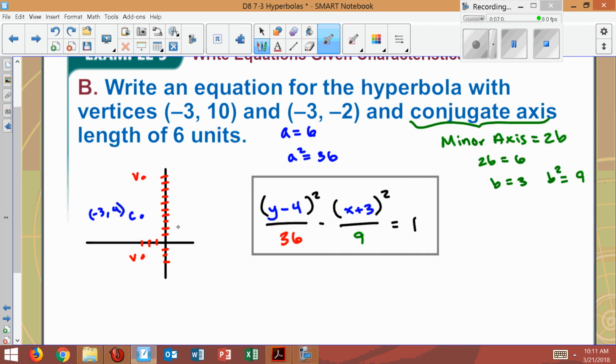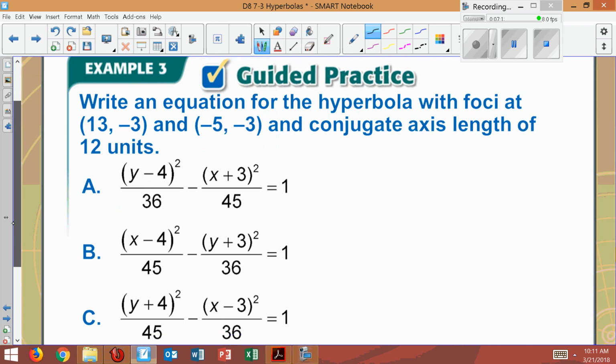Again, if you wanted to graph, you already had the vertices. You would go left and right 3 units, draw your asymptotes, and your hyperbola would come from there. Here's one for you to try.